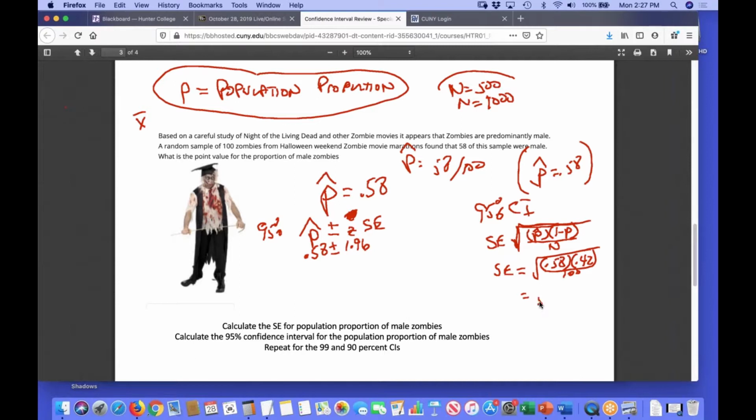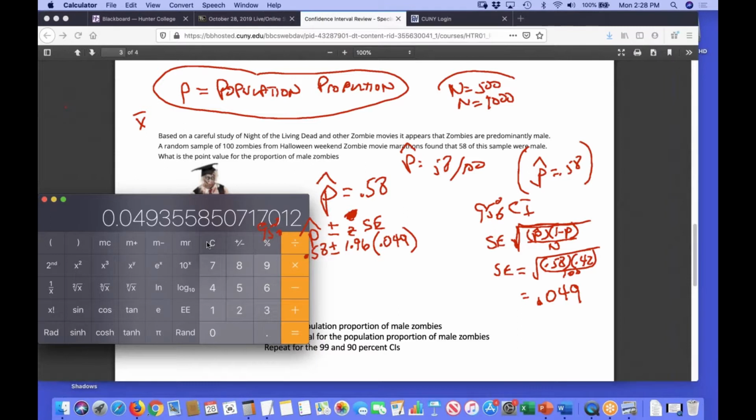Equals 0.049. So now I'm going to take that standard error and put it into my formula for a confidence interval, 0.049. So now let's calculate what our margin of error might be. Okay, so 0.049 times 1.96 is equal to 0.096.